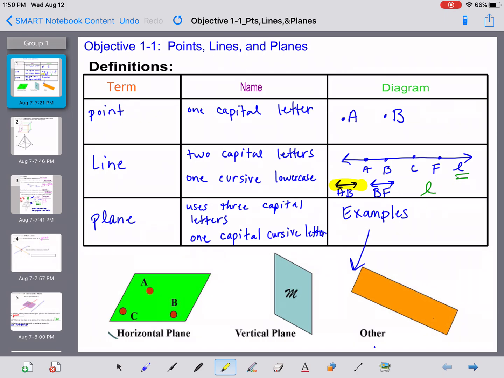And then, of course, that's a lowercase l. It's just a little loop. You can name it that way.